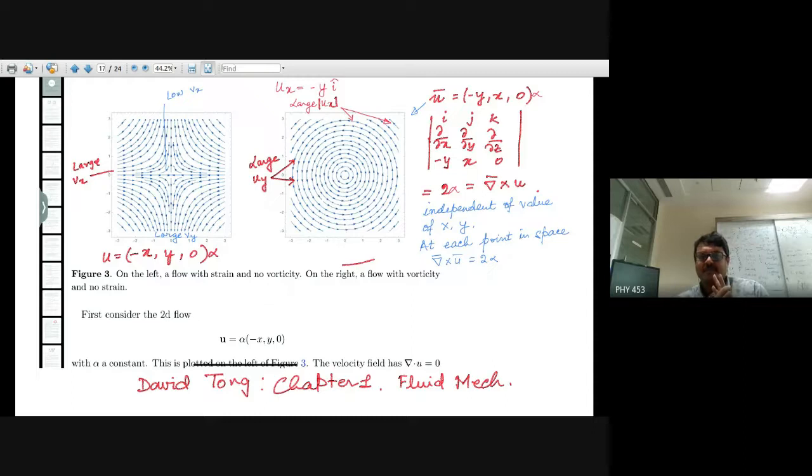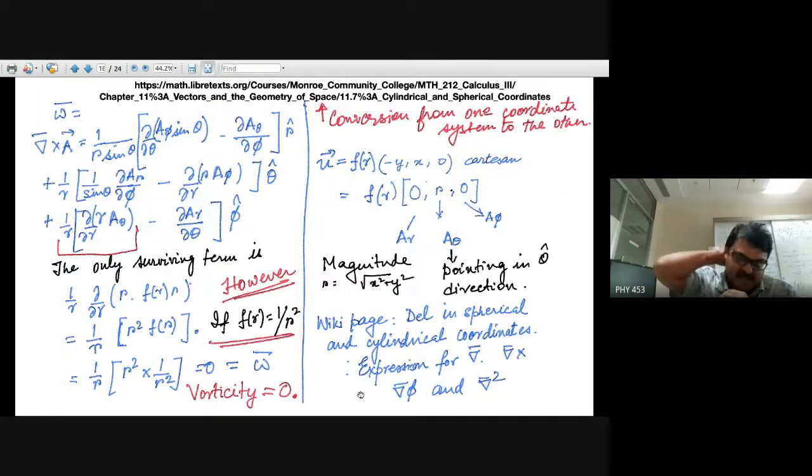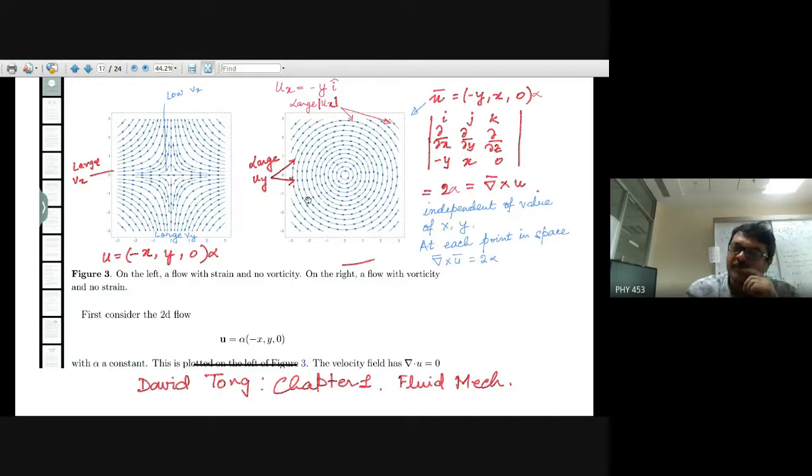Yeah. So y is negative, hence it's moving in the positive direction. So this is the circular flow, and it has a curl. This is directly taken from David Tong, chapter 1, fluid mechanics, right? But what I want to impress upon you is that even if the flow is going perfectly circular and looks to have a circular pattern, there can be cases where the vorticity is equal to 0.